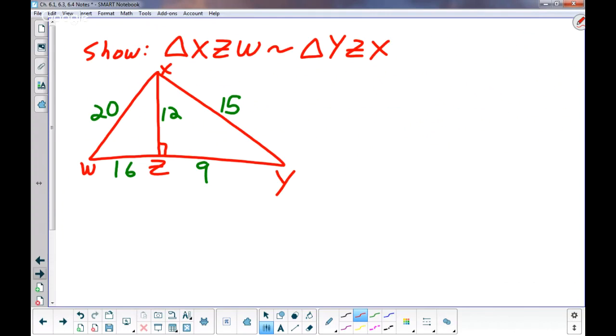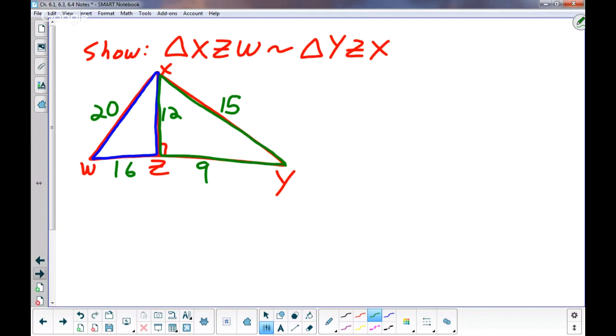So I give an example here, and I say, show triangle XZW is similar to triangle YZX. All right. XZW is similar to YZX. And I give you all the sides of every triangle. Now, what you have to realize is we're not trying to prove anything congruent here, but we are trying to prove two triangles are similar. Now, think about this. XZW, that is this triangle right here. It's this one here in blue, right? And then YZX is the one here in green.